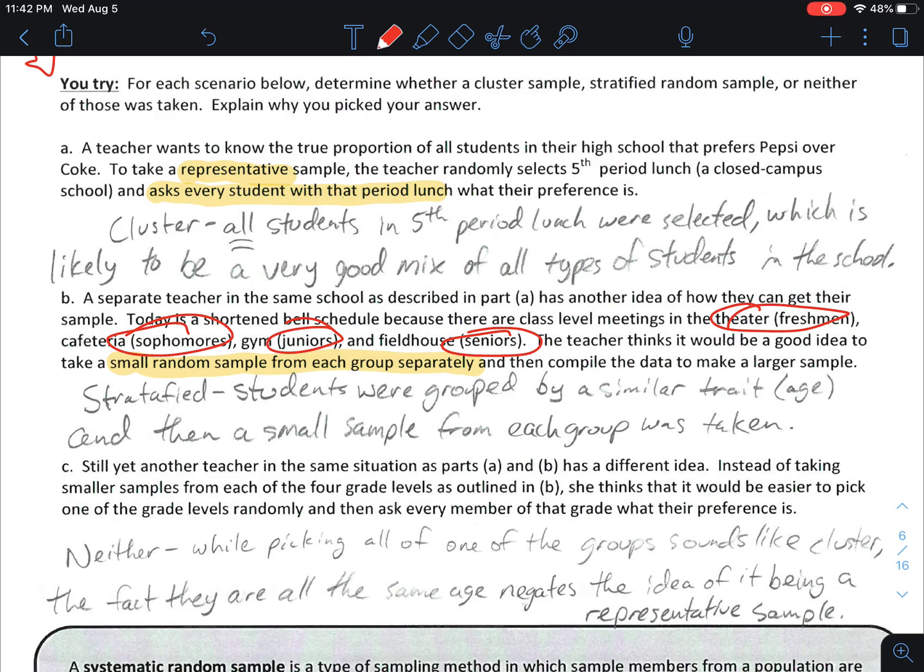And then last one, still yet another teacher in the same situation has a different idea. Instead of taking smaller samples from each of the 4 grade levels as outlined in B, she thinks that it would be easier to pick one of the grade levels randomly and then ask every member of that grade what their preference is.